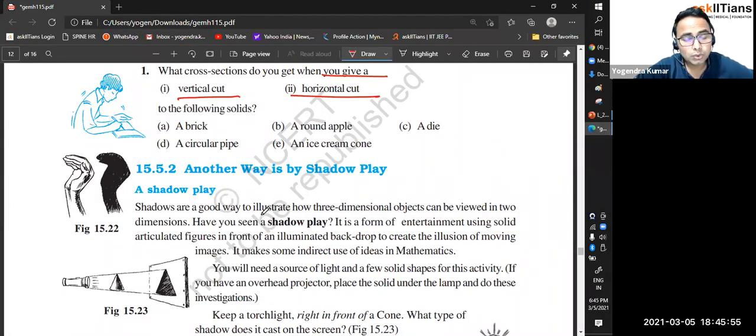Shadows are a good way to illustrate how a three-dimensional object can be viewed in 2D, right? I hope you're getting this point. So we will get a 2D view. Have you seen a shadow play? That is what they do in the shadow play. Some object is there, you are flashing a flashlight on it, and then you're getting the shadow here. This is a cone shape, but what shape are we getting here? Triangular, right? You can understand it, right?